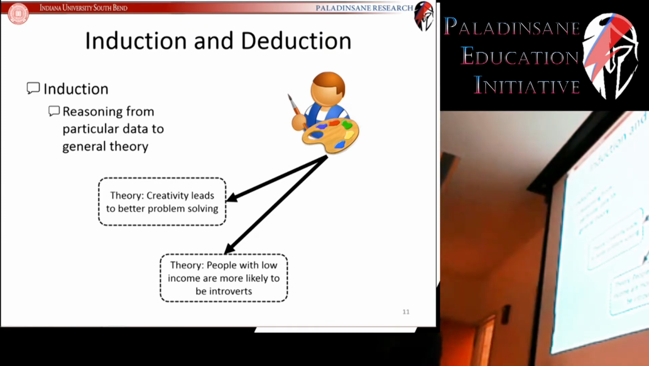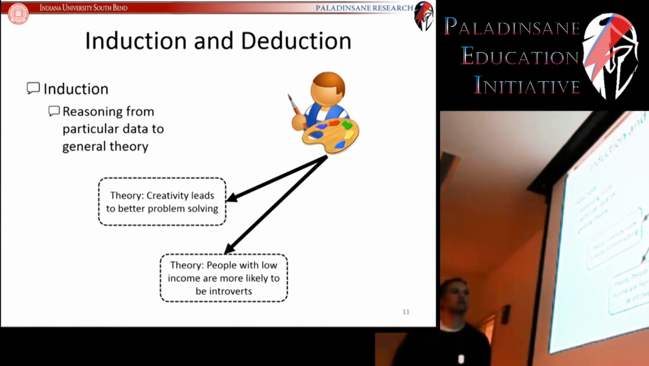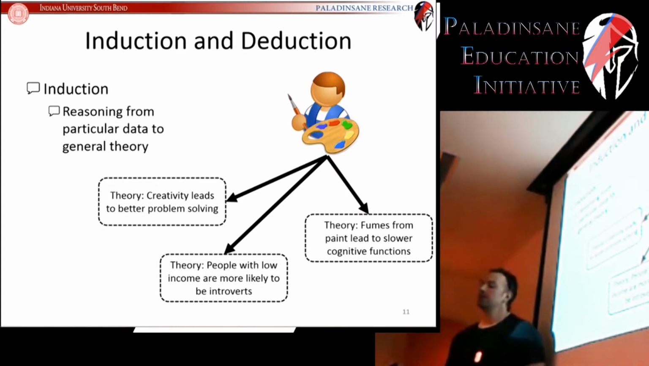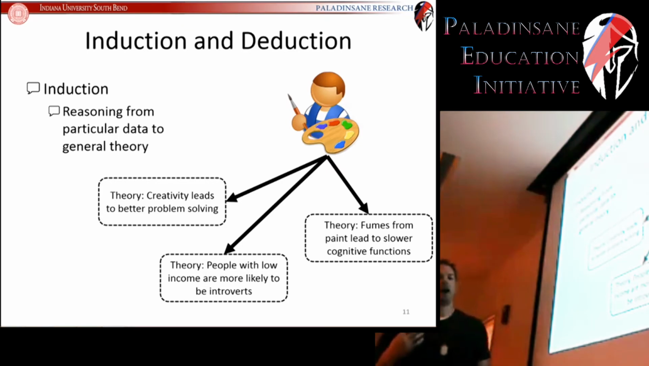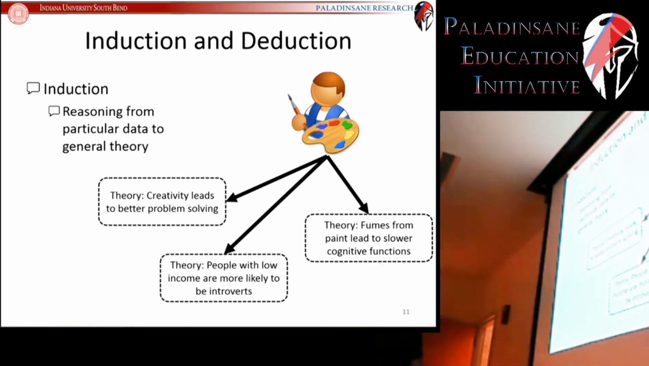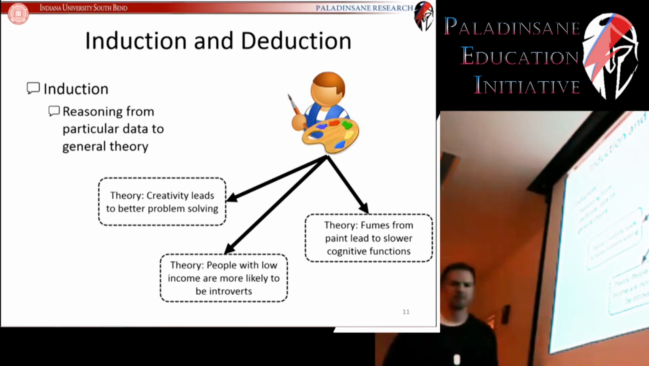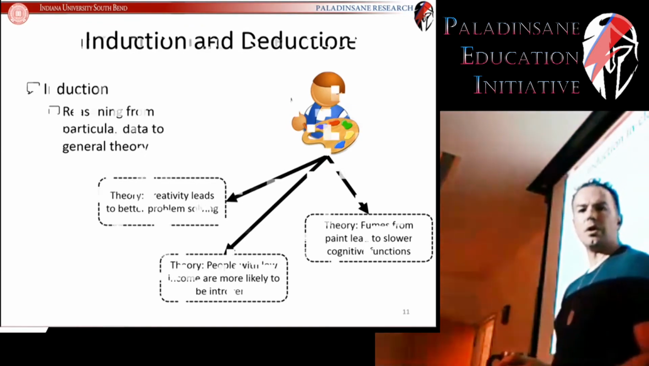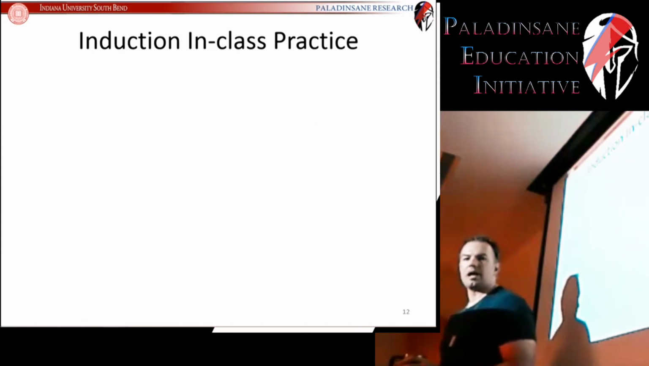And then finally, breathes in a lot of paint fumes, has slower cognitive functions. Maybe paint fumes actually lead to slower cognitive functions. All of these are inductions from observations you made to general theories. All right, so what we're going to do now is we're going to do some induction in-class practice.